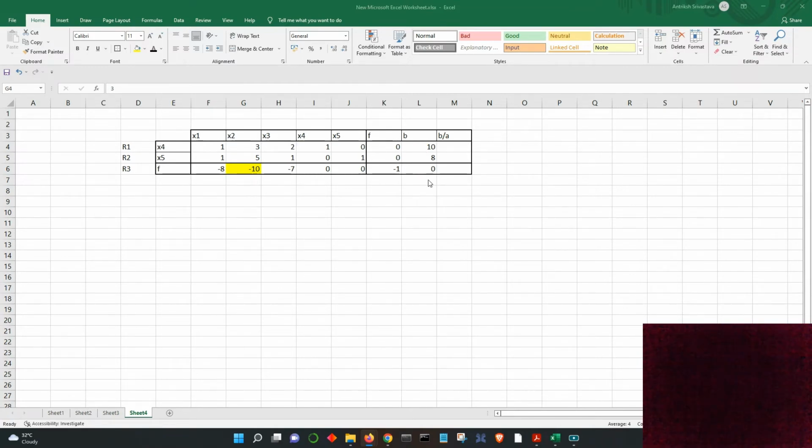Yeah. So based on the negative, we selected that x2 is going to come in. Now, what is going to go out? We have to choose based on the ratio of this B column and the coefficients of x2. So let's do it here. b by a is equal to this divided by this, 3.3 here and 1.6 here. So which one do you guys think is going to go out?